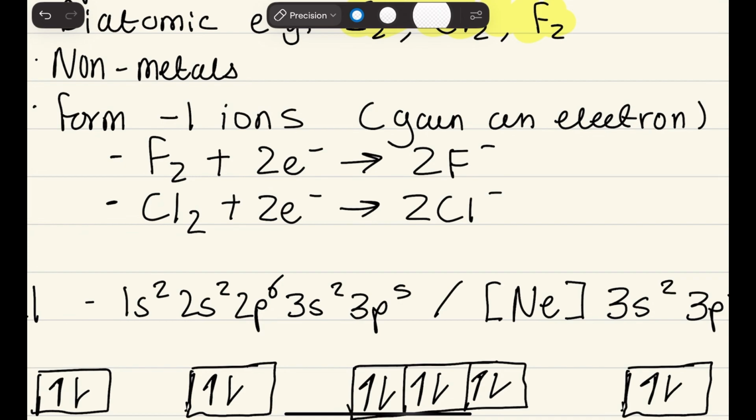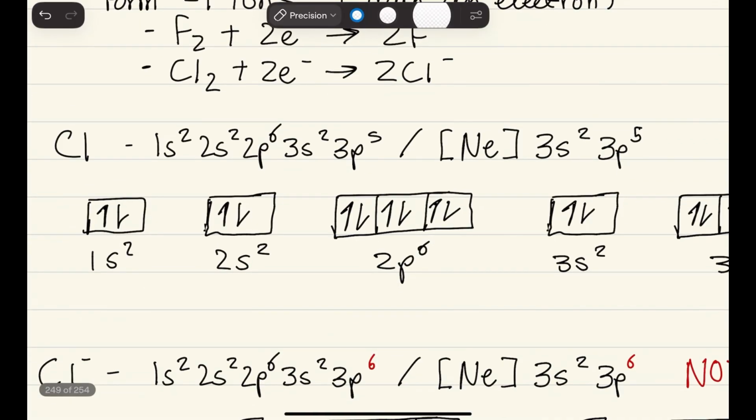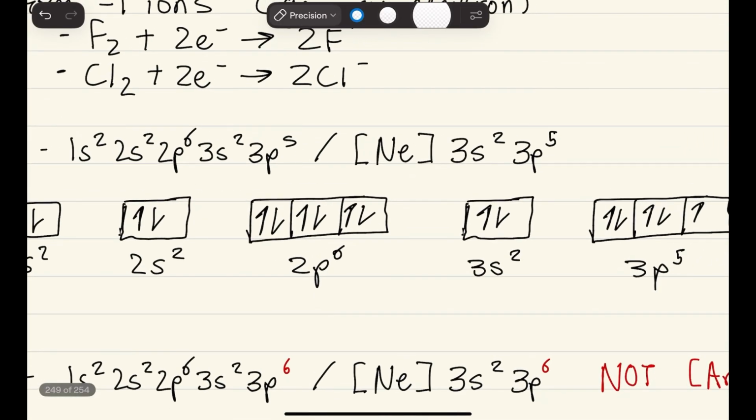And what I also wanted to show was the electron configurations. So see for chlorine, I've written it out here. For chlorine, we're going to fill it up like normal. So 1s2, 2s2, 2p6, 3s2. And then if we're adding up all the electrons in chlorine, the total is 17, meaning that it's got 3p5.